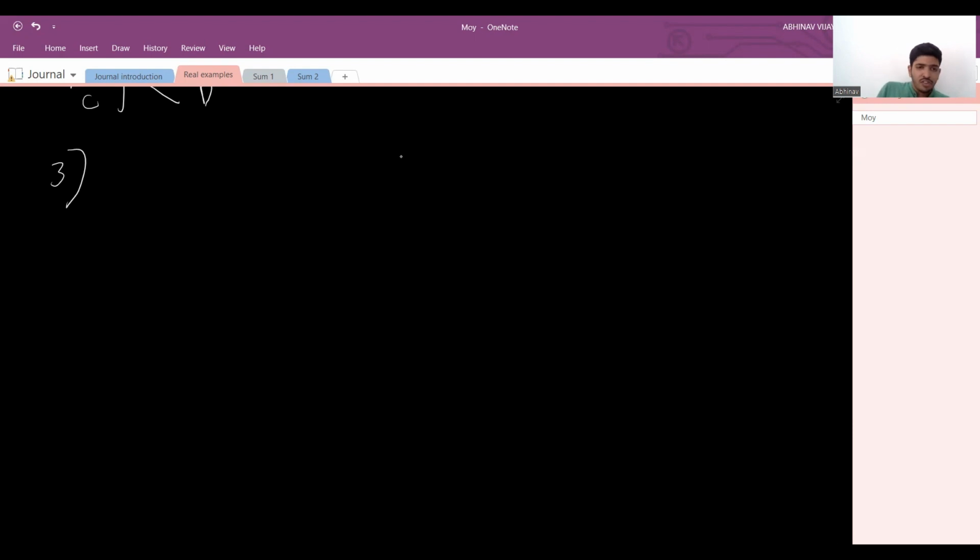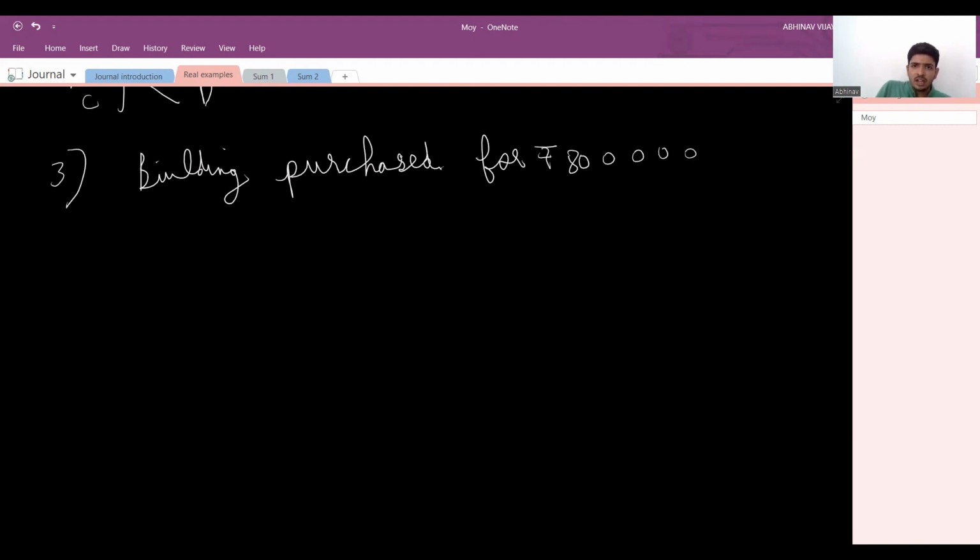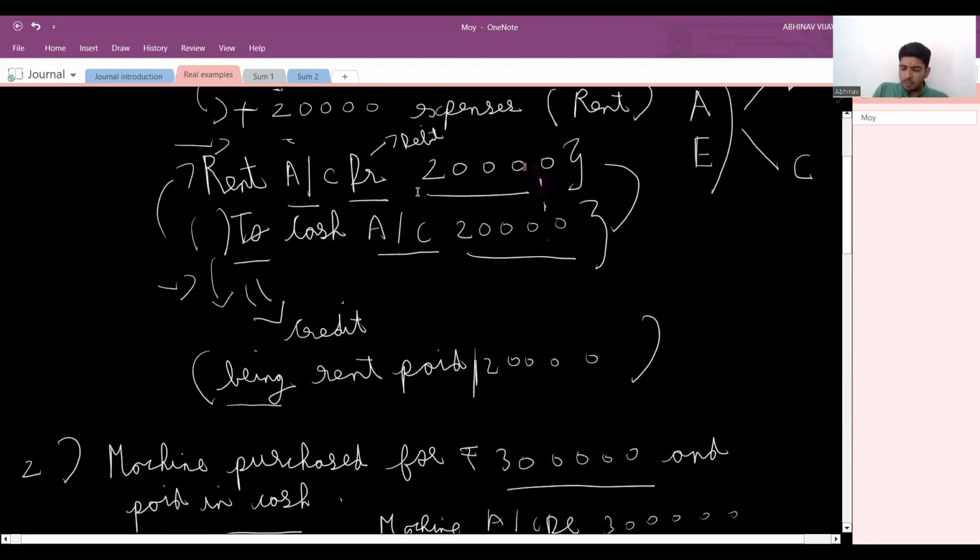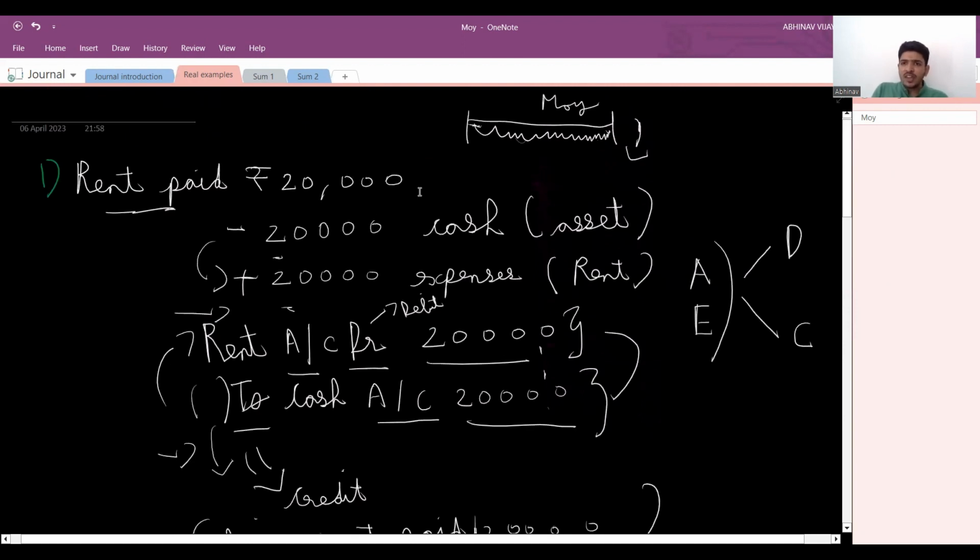This is how questions come. First, building purchased for 8 lakh rupees. I hope you're writing everything I'm telling you. If you have not written, pause it and write it. Why I'm telling you to write it is there's a way to revise during your exams. With me, you're already solving each and every question. So it's already there in your mind.